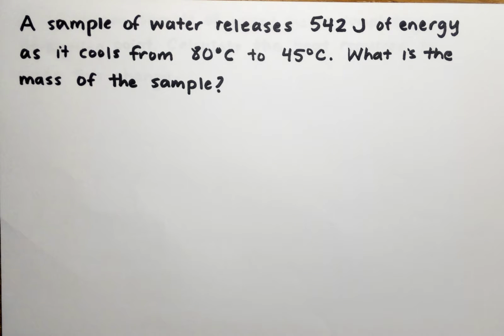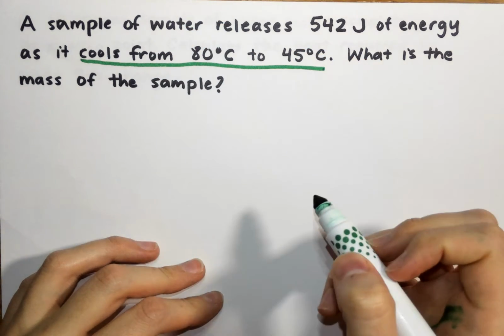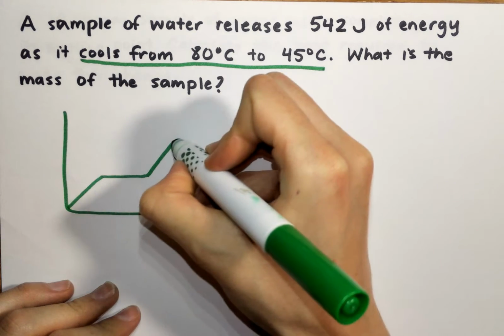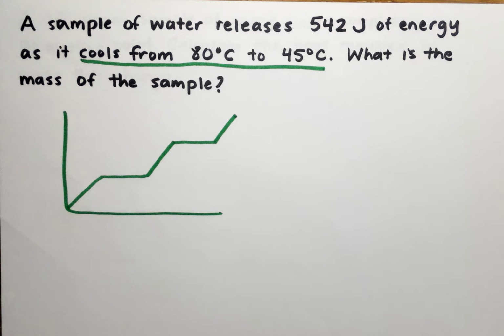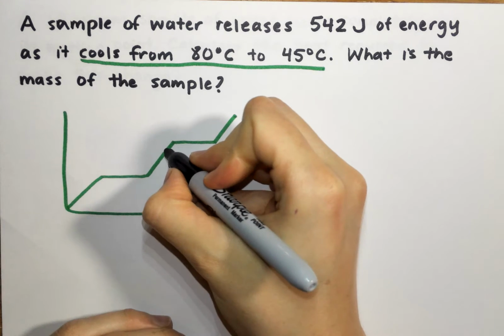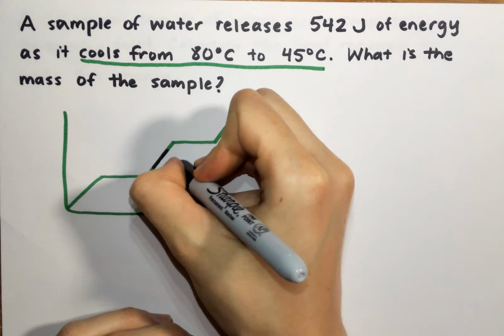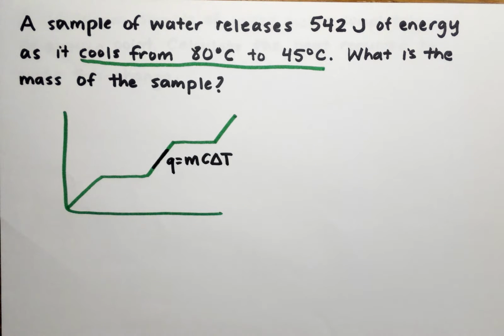What I notice is that the problem is telling us that it's cooling from 80 degrees Celsius to 45 degrees Celsius. So along my curve, I must be in an area where I'm changing temperature. And I know I have a sample of water, so I must be in the liquid phase. So I'm somewhere here on my graph. And you know when we're changing temperature, we're going to choose the equation Q = mcΔT to do any calculation work. So now we just need to pull out where all those variables are in the problem.